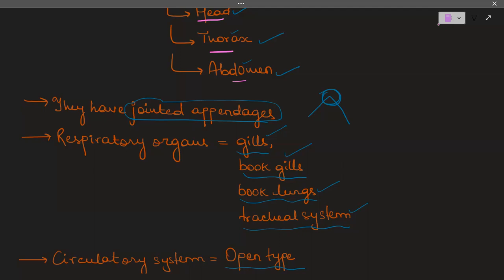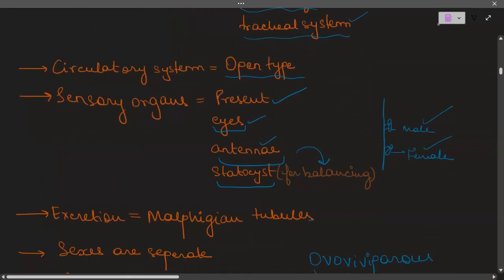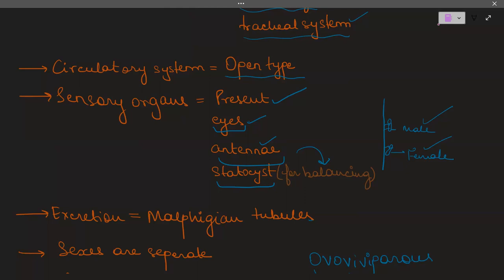Now, talking about the respiratory organs, since they are more evolved as compared to the previous ones, they have special respiratory organs present, such as the gills, the book gills, the book lungs, and a proper tracheal system may also be present in their body. Talking about the circulatory system, it is open type. Then the sensory organs are present, such as the compound eyes. Then they have antenna and statocyst for balancing purpose.